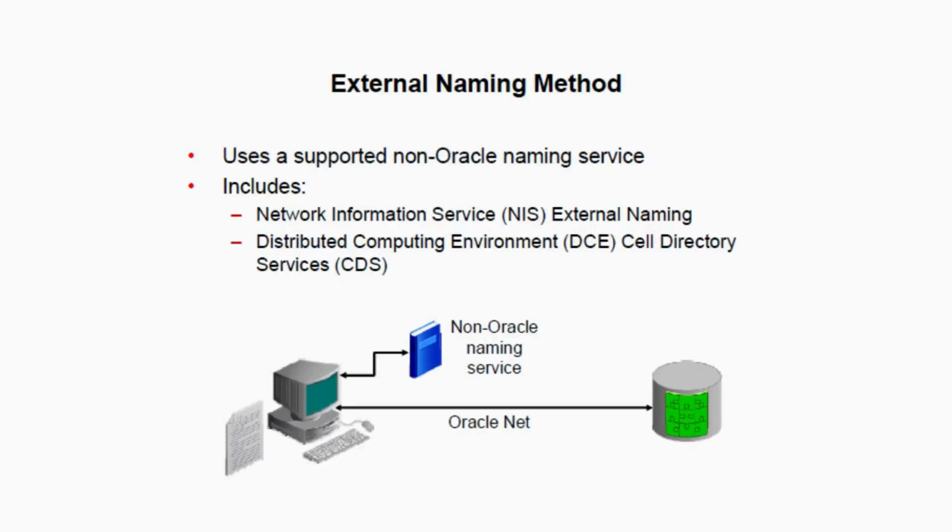The external naming method stores net service names in a supported non-Oracle naming service. Supported third-party services include Network Information Service (NIS), Distributed Computing Environment (DCE), and Cell Directory Services (CDS). Conceptually, external naming is similar to directory naming.